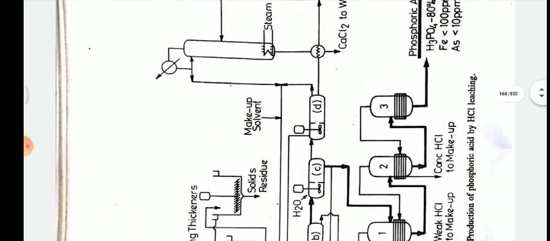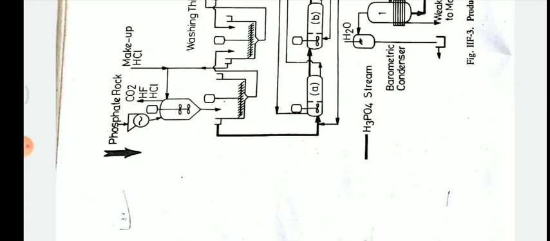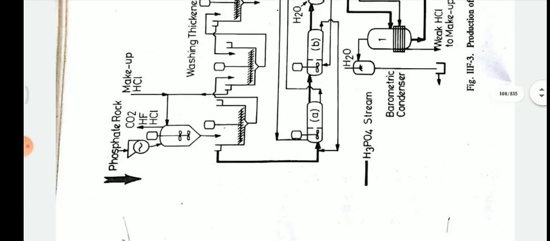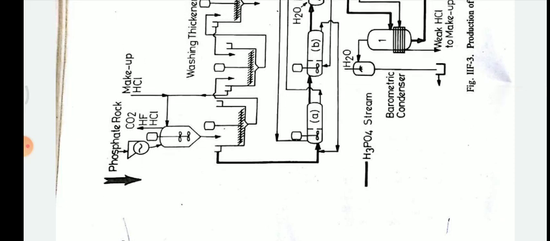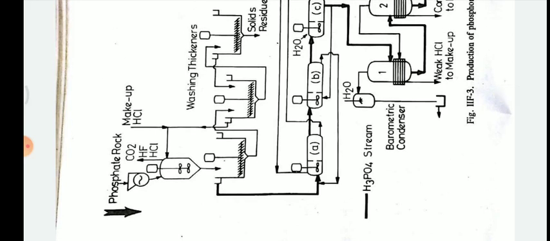Let's see the chemical flow sheet of production of phosphoric acid by the HCl leaching process. From the top, the phosphate rock is sent to the crusher, where all the phosphate material is converted into uniform material. Then it is sent to the stirrer, and the HCl gases can go out from the stirrer.